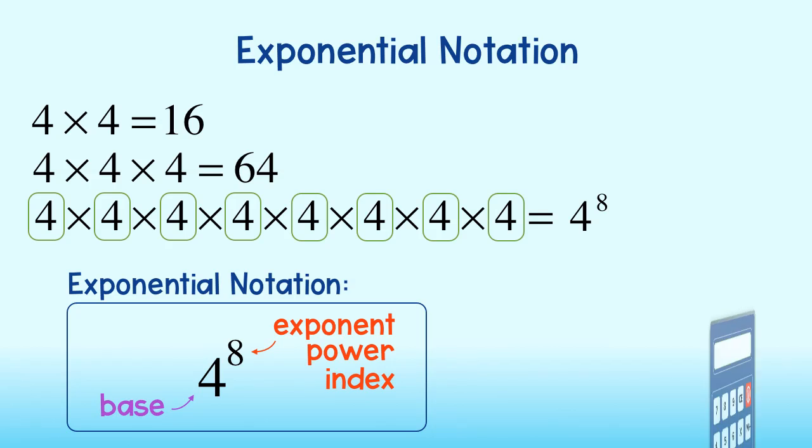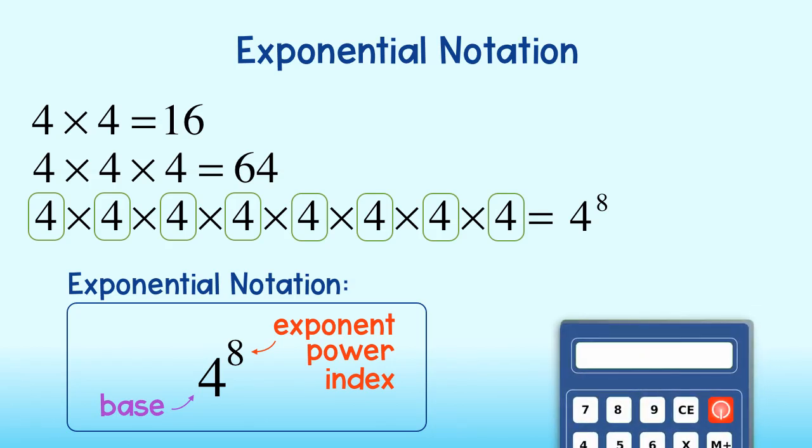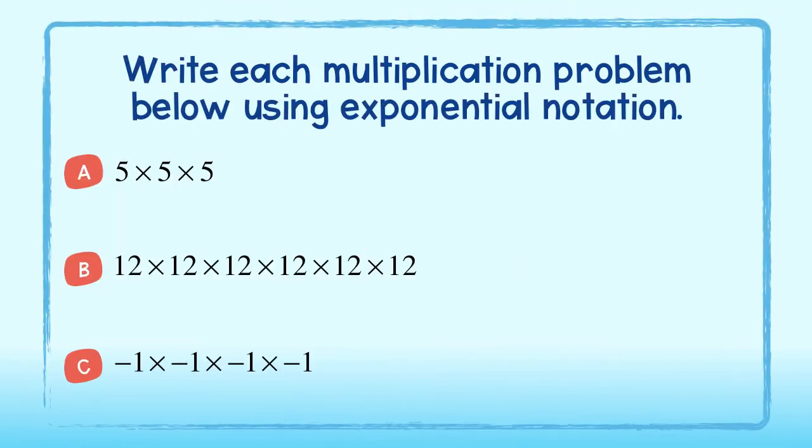We can plug this into a calculator using a caret symbol. 4 raised to the 8th power is equal to 65,536. Great! Now you give it a try. Write each multiplication problem using exponential notation.